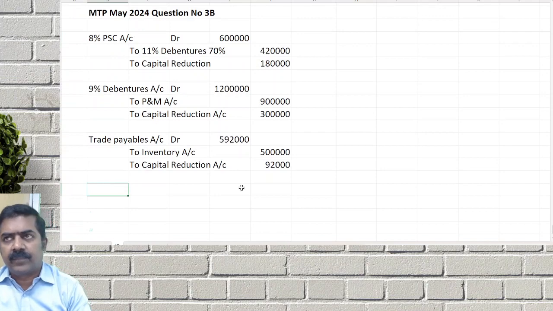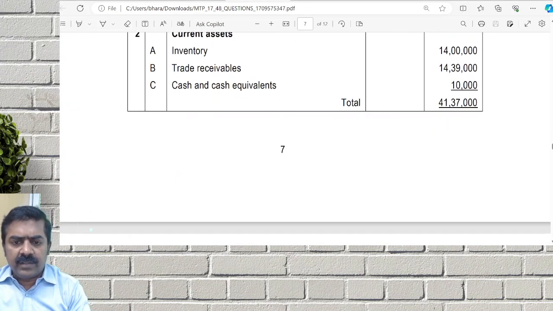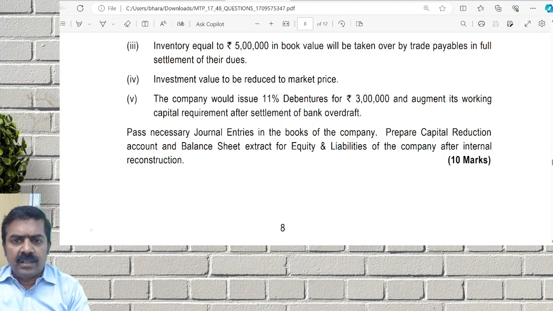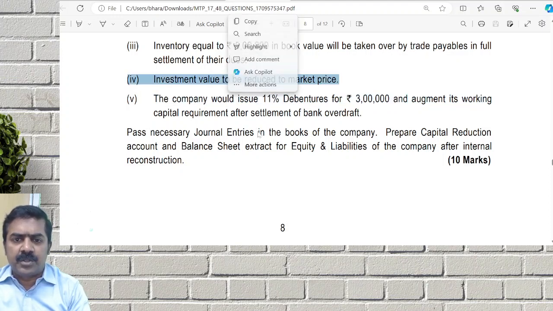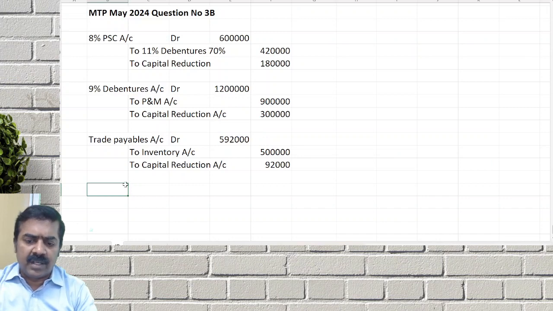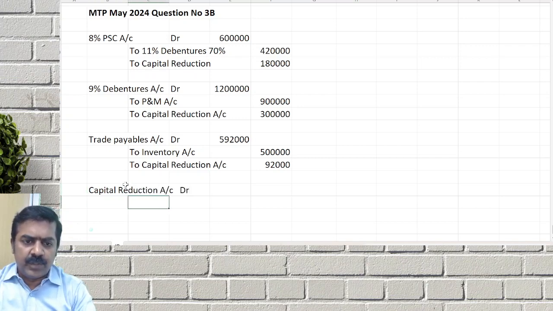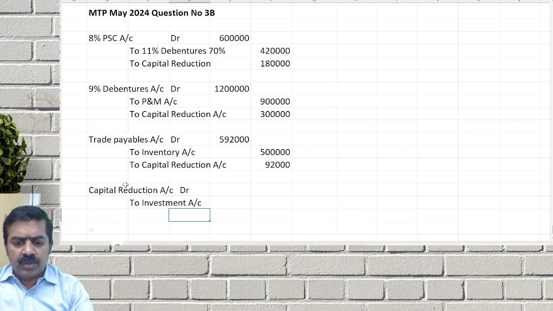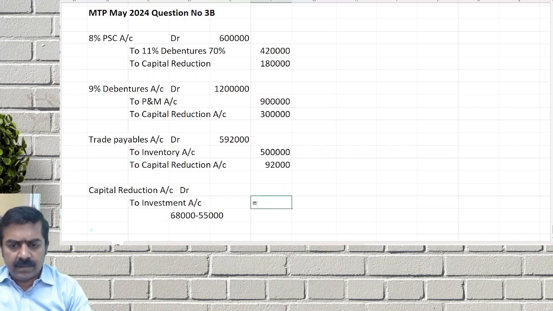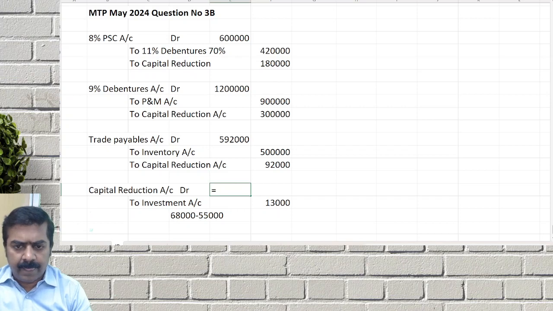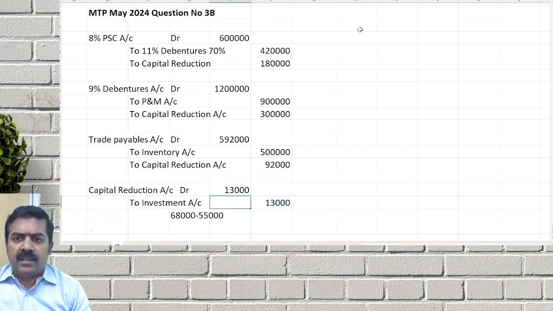Then we are issuing 11% debenture. Okay, investment to be reduced to market value. Capital reduction account debit to which account? Investment account. What is the book value? 68,000. Market value is only 55,000. Now what is the reduction in value? 13,000. Then what is the next one?